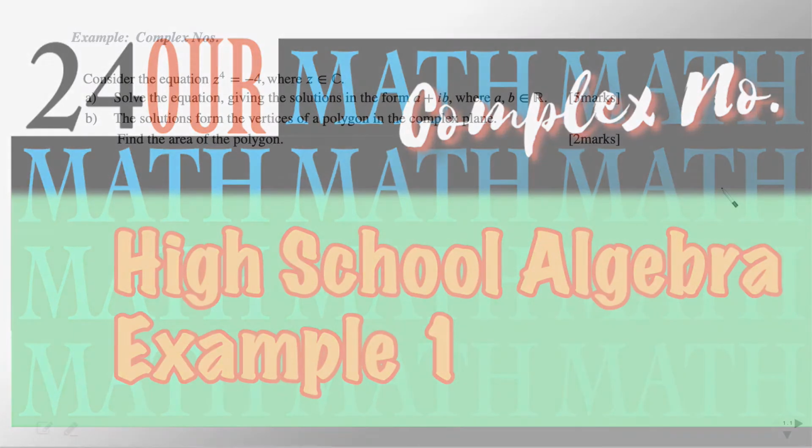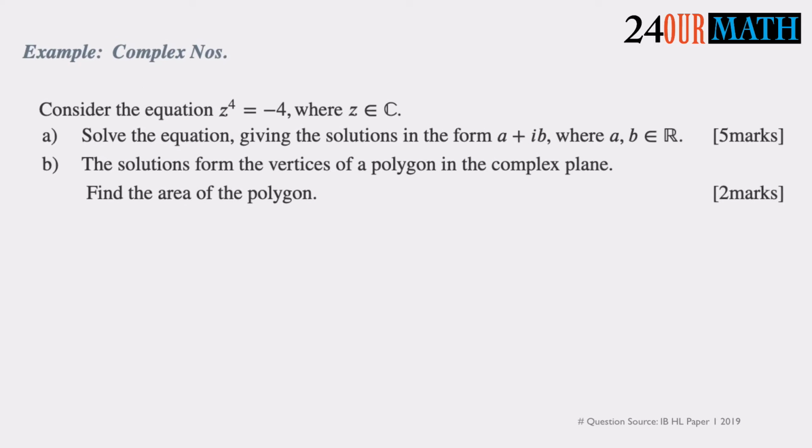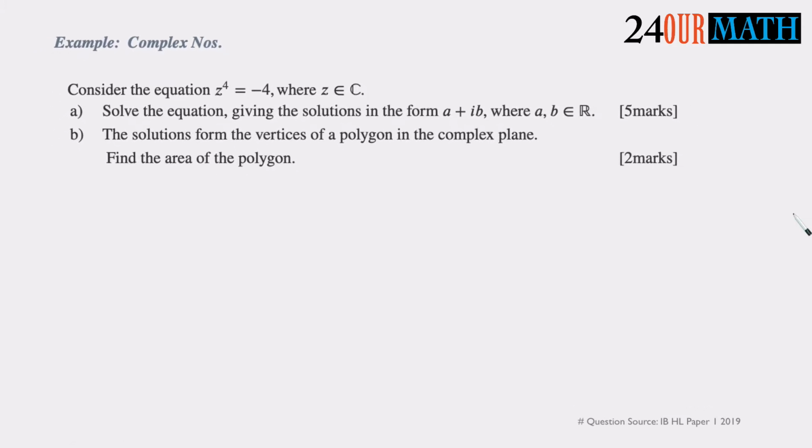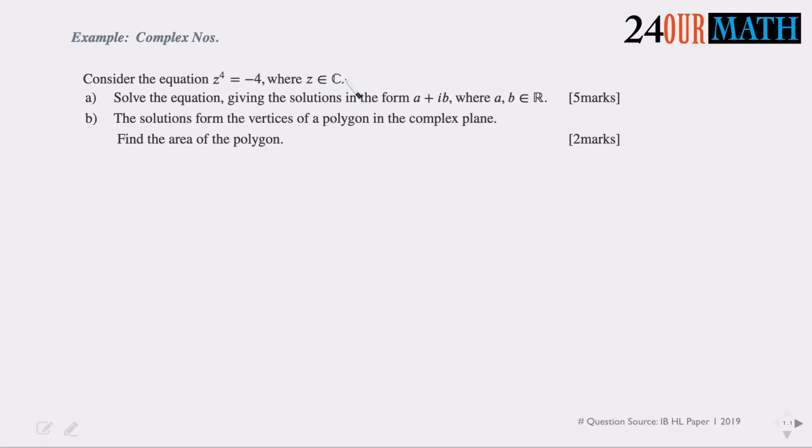I think complex number is like an island of algebra because at high school level, this topic will neither lead you to many theories nor closely relate to other algebraic topics, right? Take a look at this question from IB high level math. First, it is given that z raised to the power 4 equals a negative number, and z belongs to the complex number set.